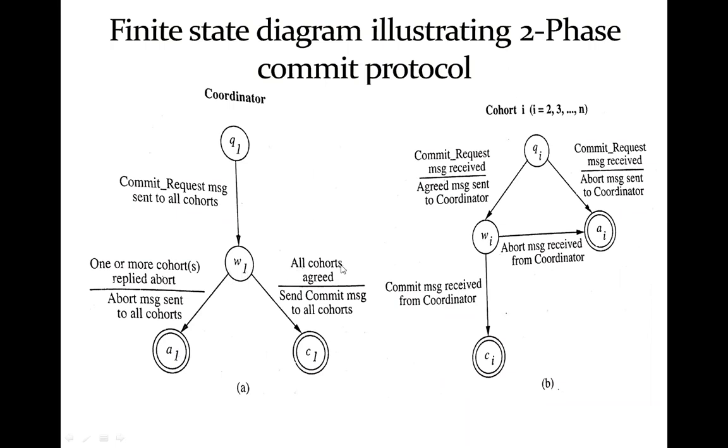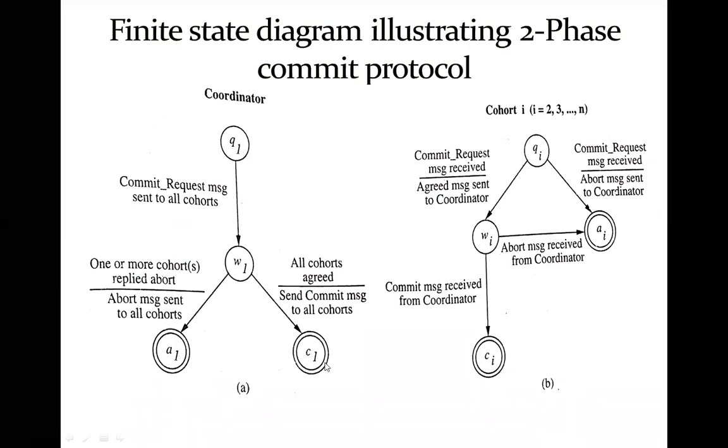Now, if all the cohorts agree, then it will send a commit message to all the cohorts and it goes into the final state. So this is the starting state, this is the intermediate state, and these are the final states. Now, what happens in the case of the cohort side?